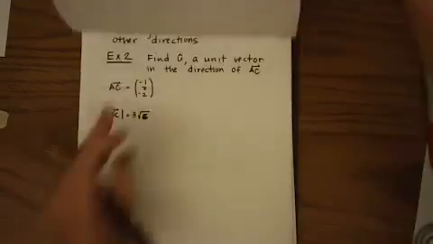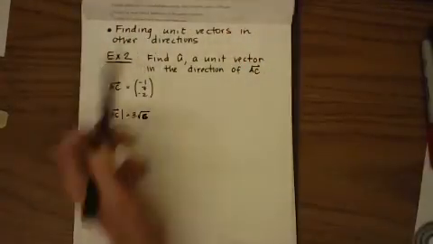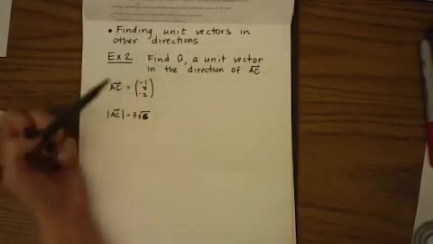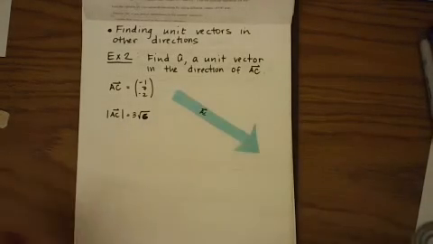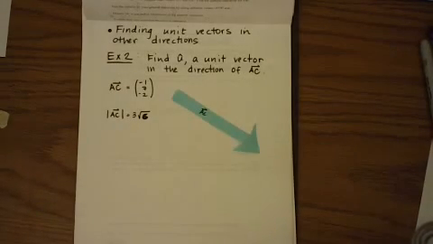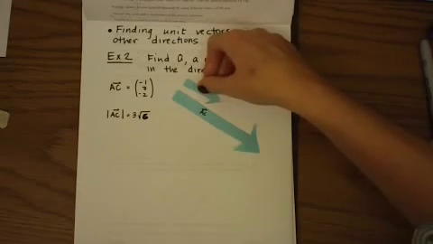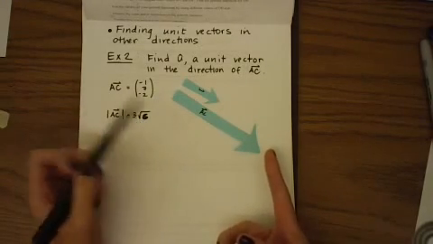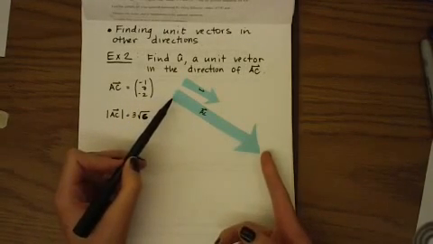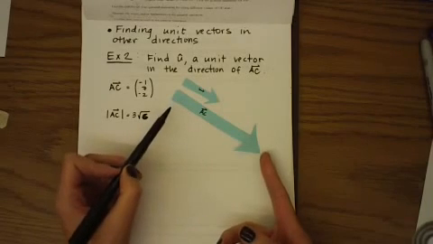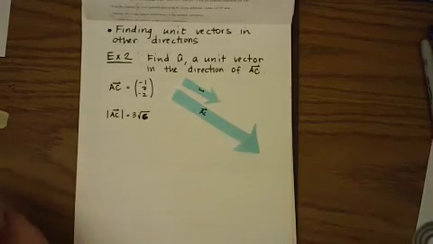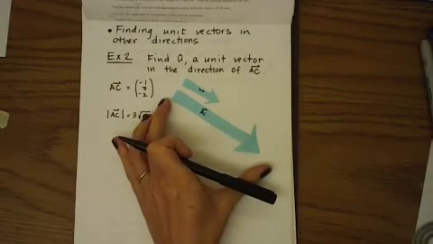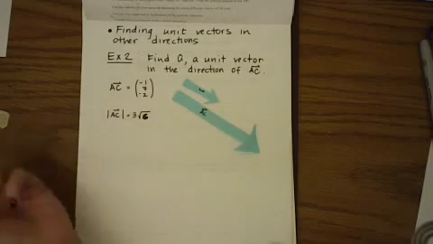The next thing we're going to do is find a unit vector in the direction of a given vector. So say this was our vector AC that we found in our previous example, and we want to find u, a unit vector that has the same direction as AC. So AC has a magnitude of 3 times the square root of 6, and we want the vector that's parallel to AC but has a magnitude of 1. So what we need to do is take this vector AC and scale it to have a magnitude of 1.